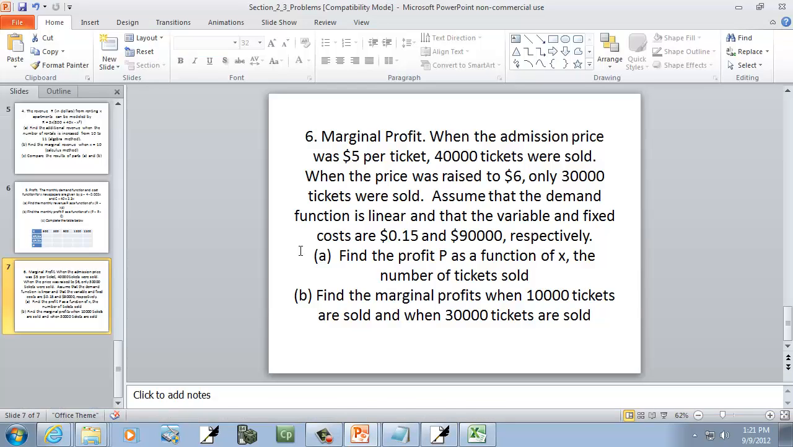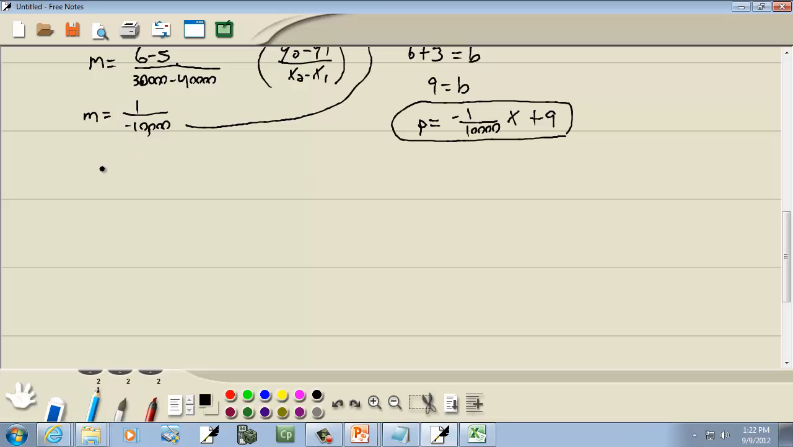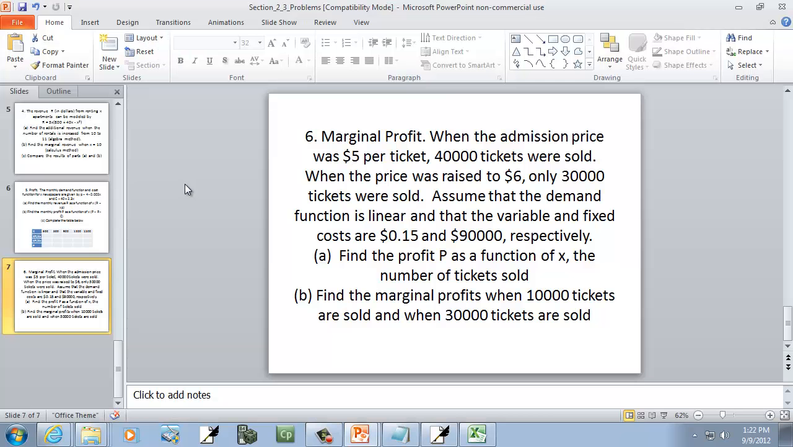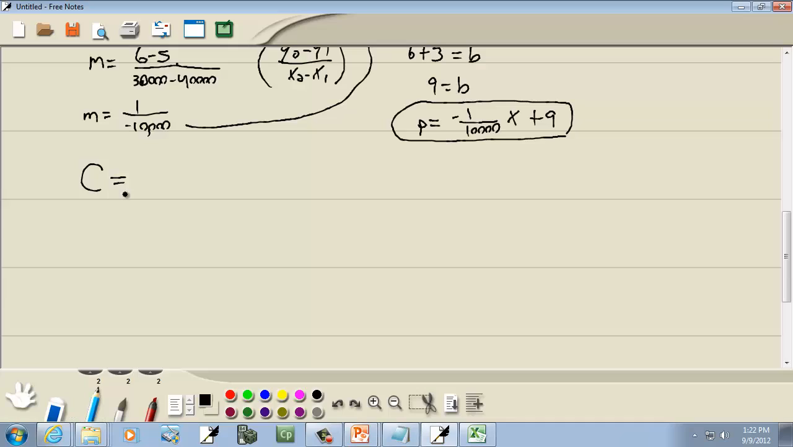Next thing we need is our cost function, capital C, and they tell us the variable and fixed costs are 15 cents and 90,000. So variable is 0.15, so this would be 0.15x plus our fixed costs, which were 90,000.